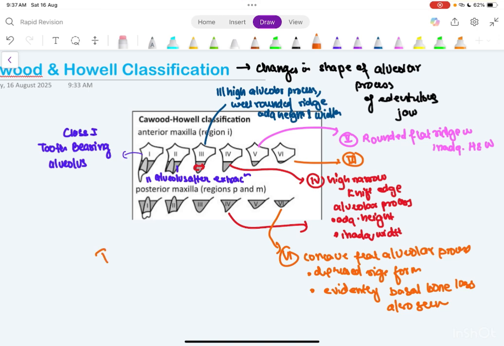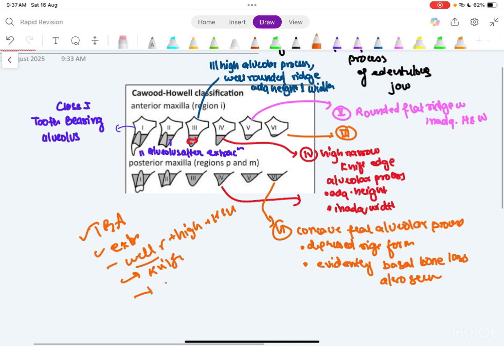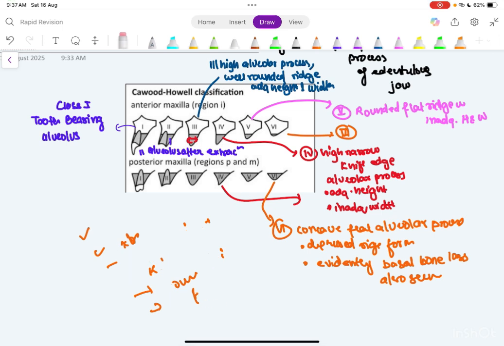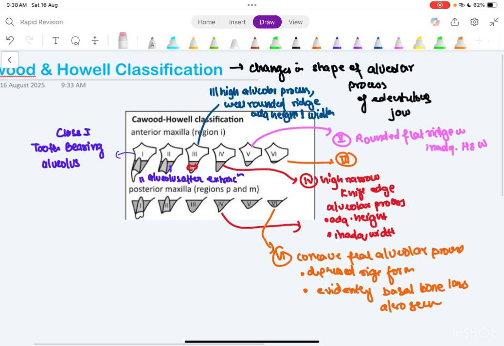Okay, so first was tooth bearing alveolus, then was extraction, then was well rounded ridge, high and adequate height and width, then we had knife edge, then the fifth one was rounded flat margin without adequate height and width, then the last one was concave flat depressed alveolar process ridge, plus you had the evidence of the basal bone loss. So this completes the Cawood Howell classification, which tells us about the changes occurring in the shape of the alveolar process in an edentulous jaw.